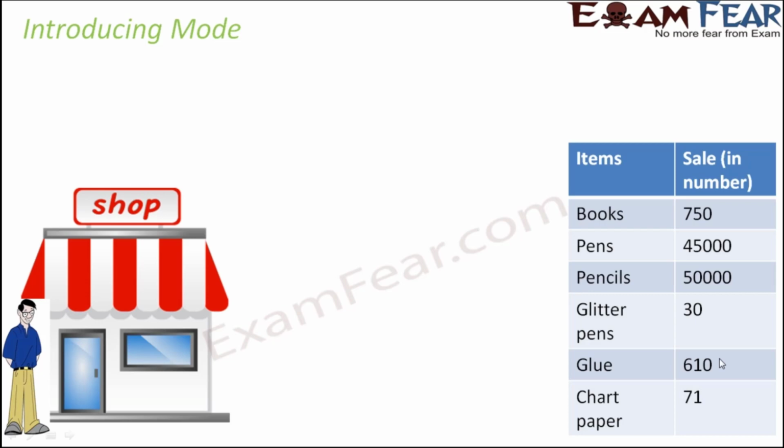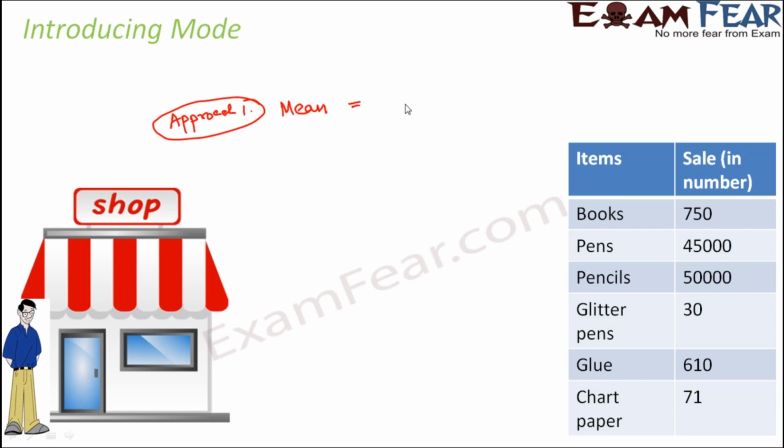Looking at this data, how should he approach buying things for his shop for the next year? How should he manage his inventory so that he is in profit next year? What would be a wise decision for the shopkeeper? There could be many different approaches. Let us say his approach 1 could be to find the mean of this data.